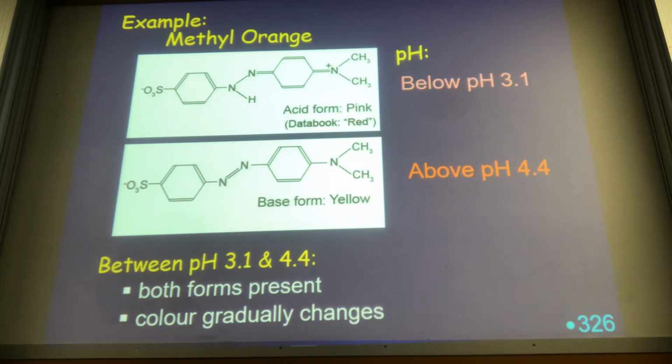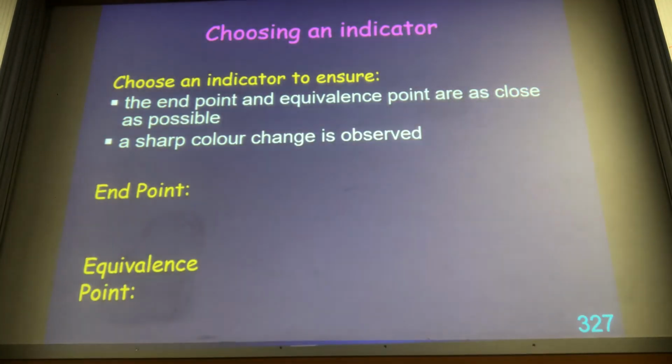Data book I think calls the pink form red for some reason, and it's going to be pure pink fall below 3.1, pure yellow fall above 4.4. In between those two pHs, both molecules are going to be present, it's an equilibrium, and the colour is going to gradually change between pink and yellow as you're moving up from 3.1 to 4.4. Or the other way, of course.